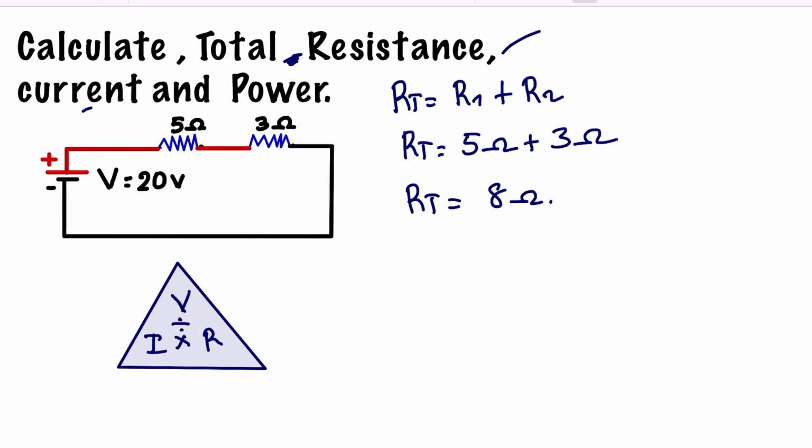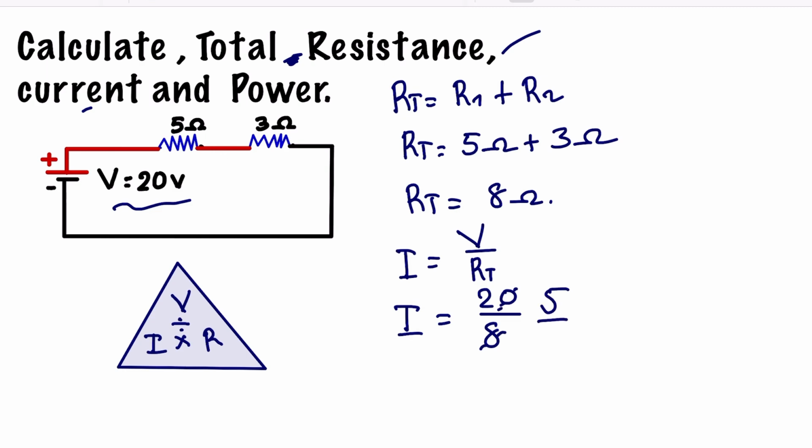So in our case, we are asked to calculate the current. The current I will be equal to voltage divided by the total resistance, because we have two resistors, RT. We know the voltage is 20 volts. So we are going to have 20 divided by the total resistance, which is 8. We can simplify this. We can first divide this by 4. If we divide 20 by 4, we are going to have 5, and 8 by 4, we are going to have 2. So we are going to have 2.5 amperes for the current.